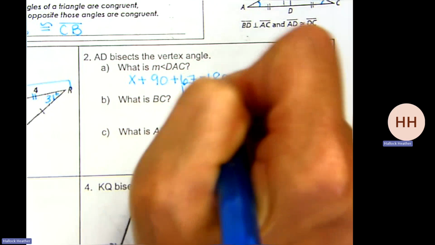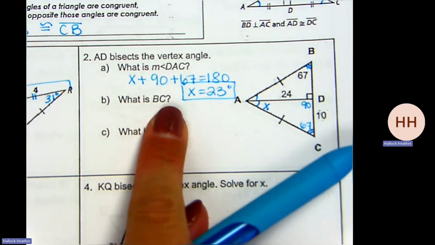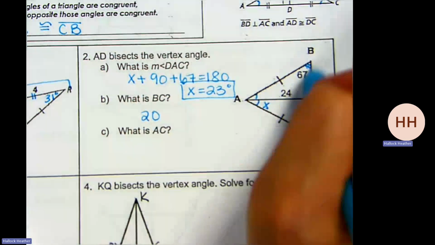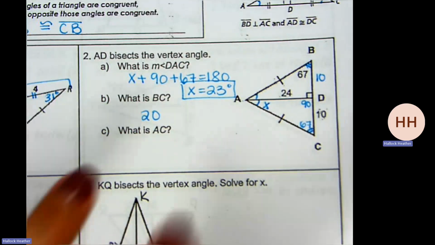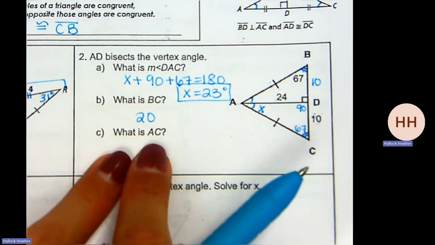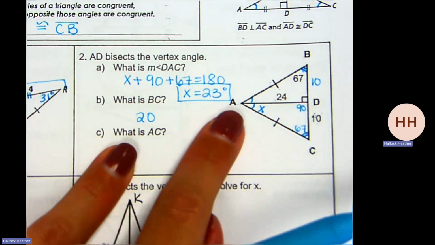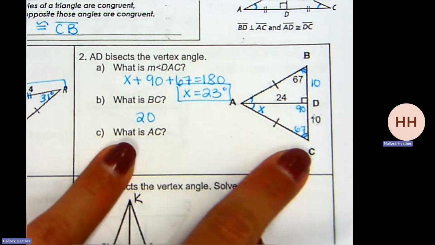That's okay. For BC, what is the length of B to C? 20. Good, because if this is 10, then this is 10, and then obviously add them together to represent the whole length, which is 20. And this is where the Pythagorean theorem comes into play. You want to find AC. AC is this hypotenuse, technically, of this triangle.